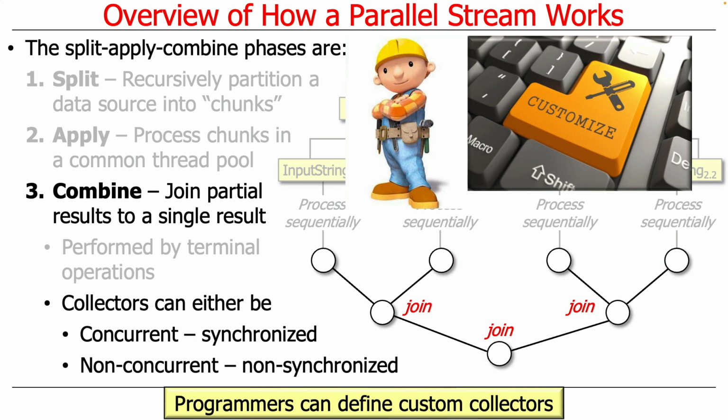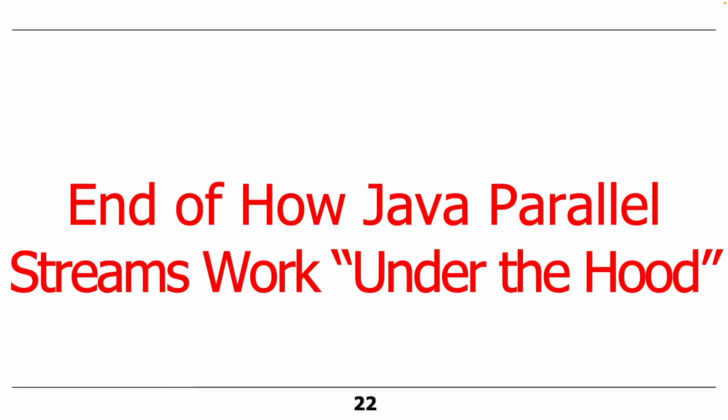You can also define custom collectors. So you can define custom spliterators to split things up. You can define custom collectors to put things back together again. Most of the time, you can use what comes out of the box. So in 98% of the time, you don't have to think about this stuff. But in the situations or circumstances where you do, you can get full control over how things are split and how things are combined. So that's a quick overview of how Java parallel streams work under the hood. We will look at each of these phases in more detail later, but this is just to give you a taste of what's going on.